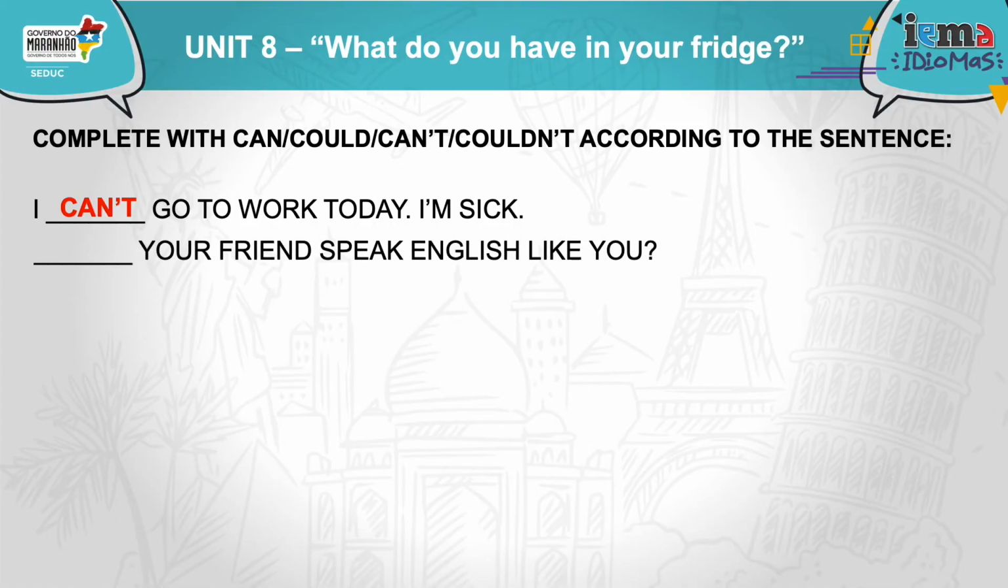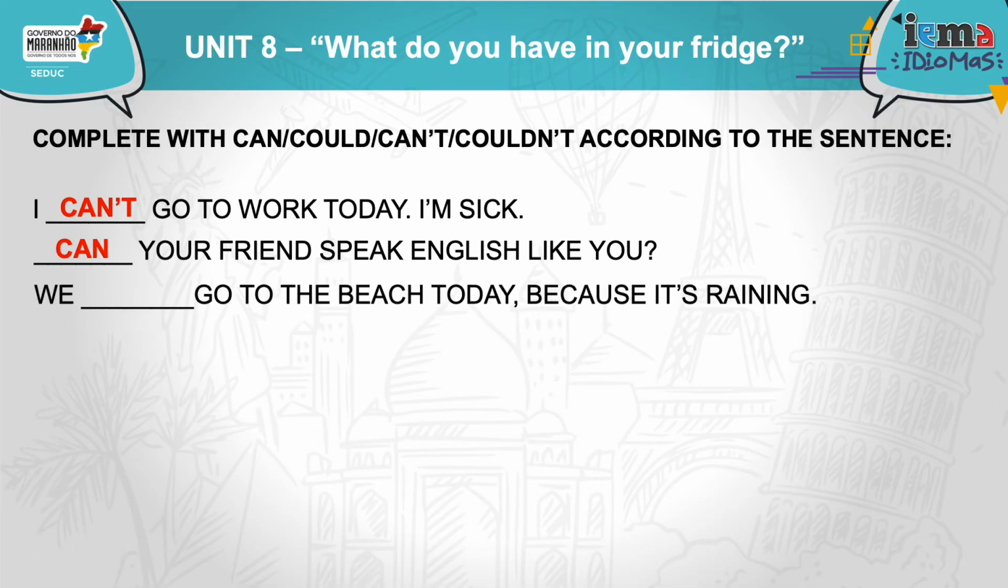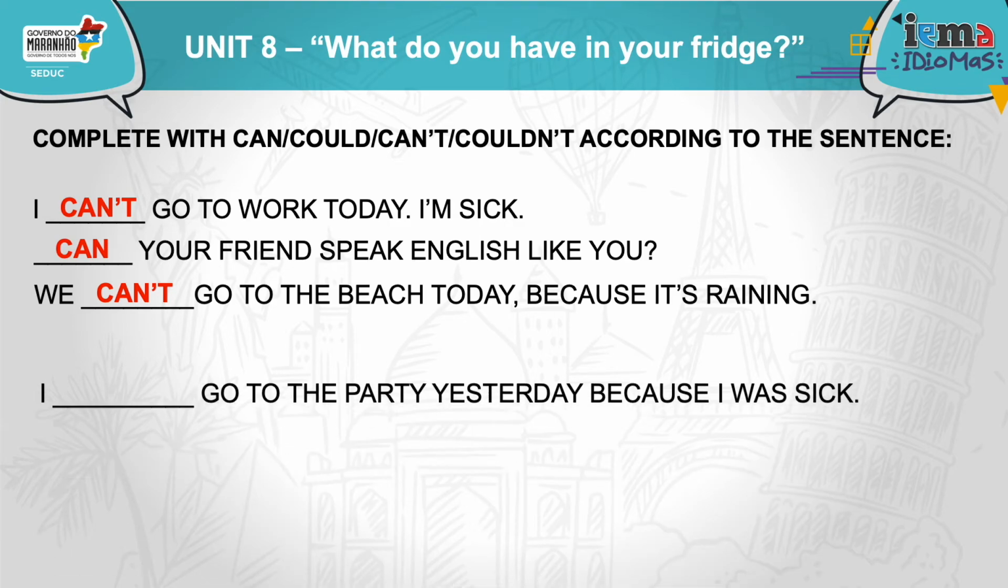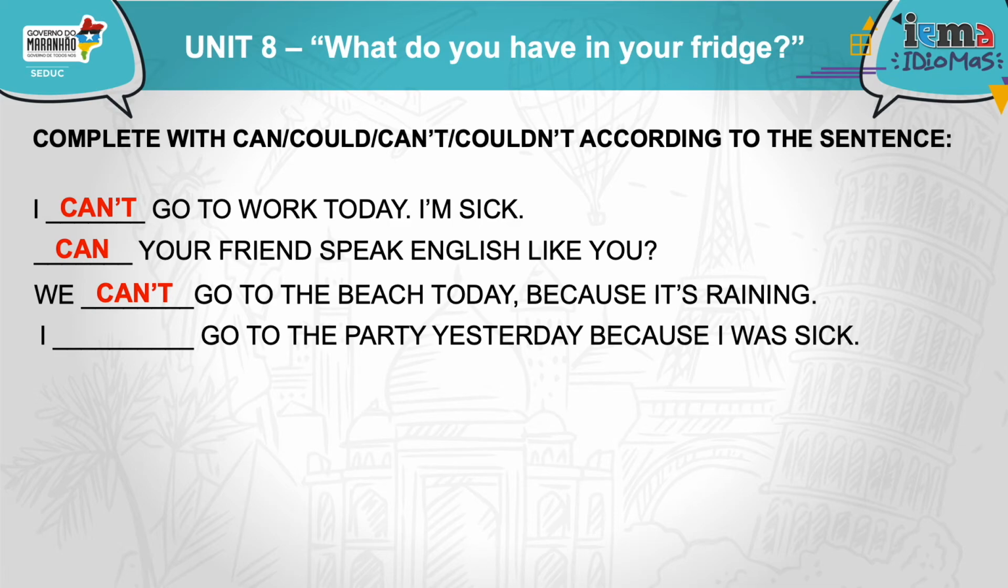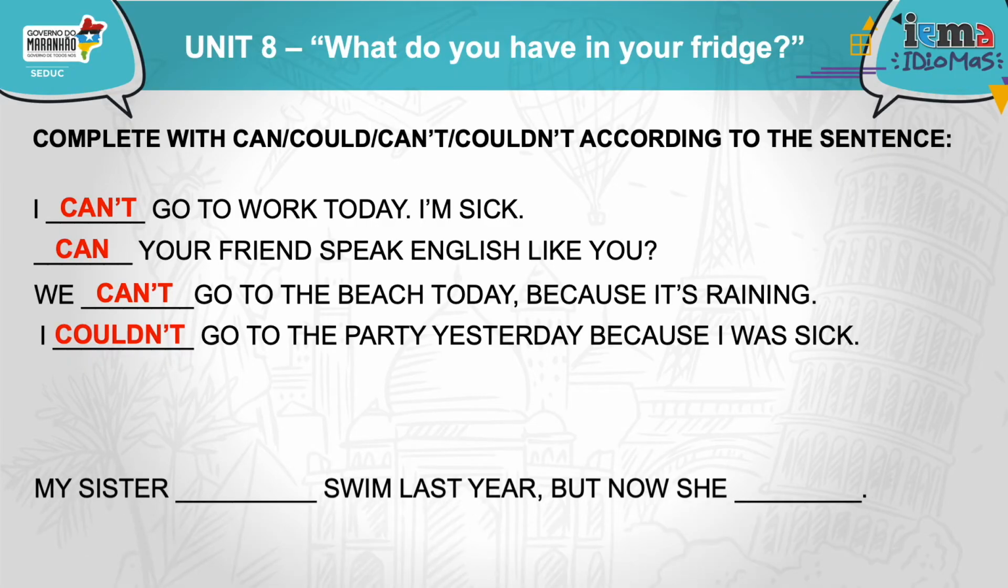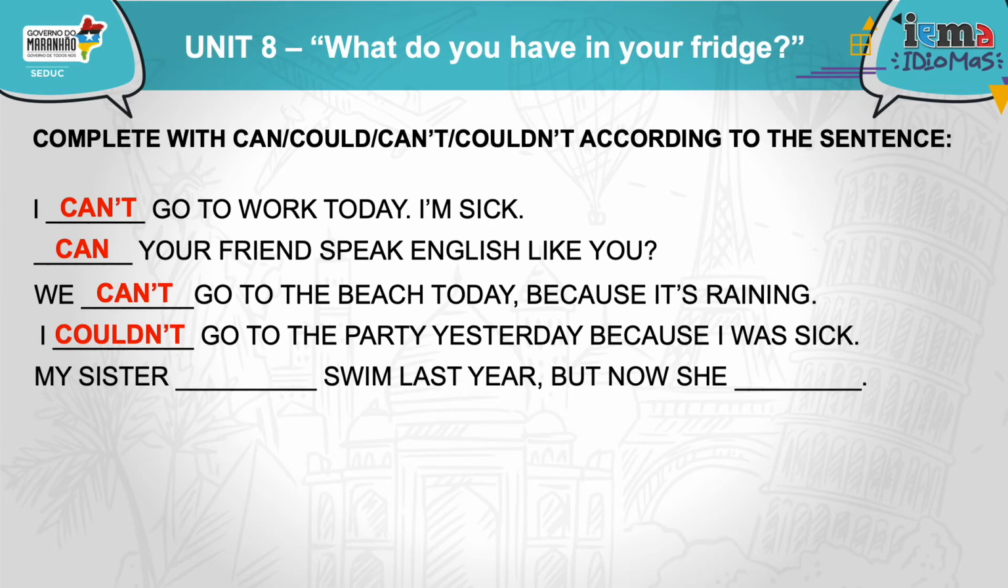Blank your friend speak English like you? Can your friend speak English like you? Okay, so we blank go to the beach today because it's raining. We can't go to the beach today because it's raining. I blank go to the party yesterday because I was sick. I couldn't go to the party. If you see, we have the words yesterday and was, indicating something from the past. My sister blank swim last year, but now she can't. My sister could swim last year, but now she can't.